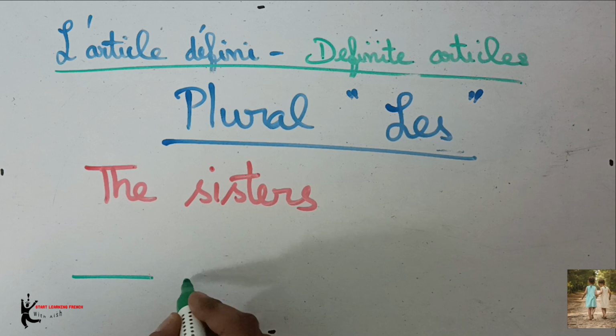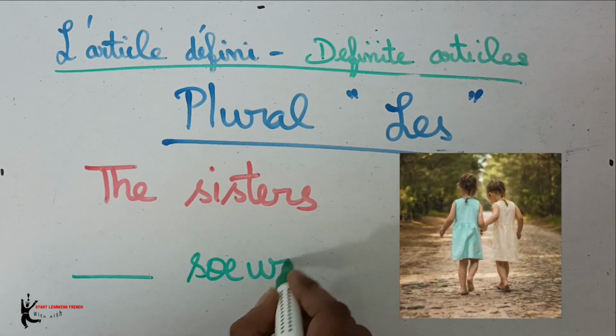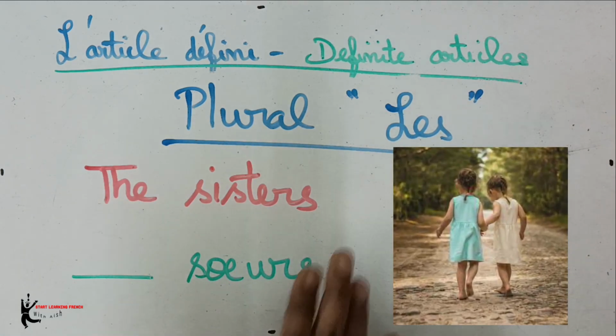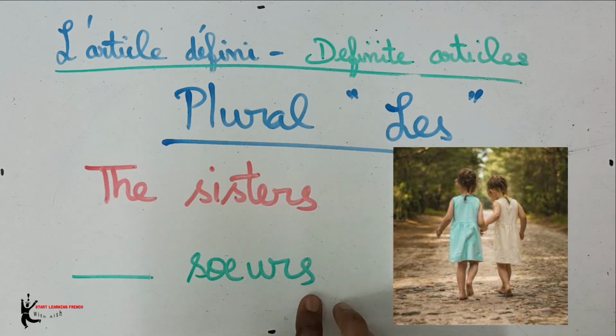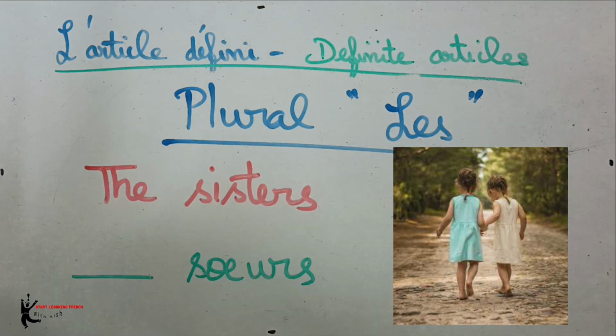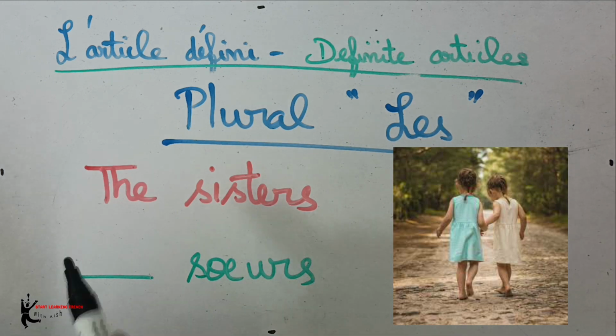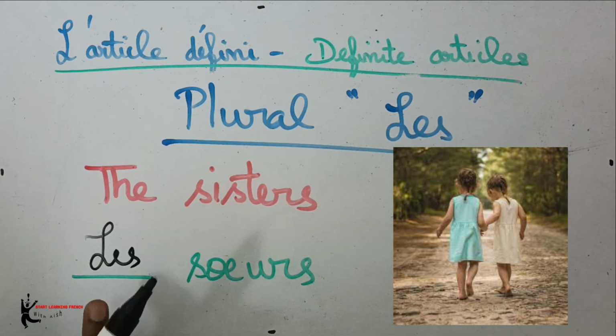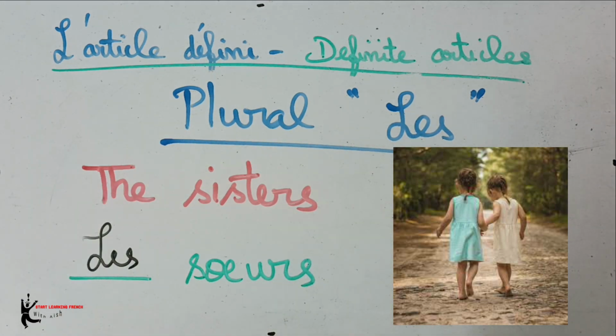Sir, for sister what I said? Sir, no. With an S. Without S is a singular form. With an S is a plural form. Sir, so article definite for plural it is les. Les, sir. Les, sir.